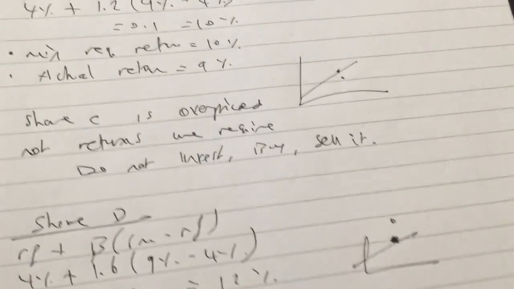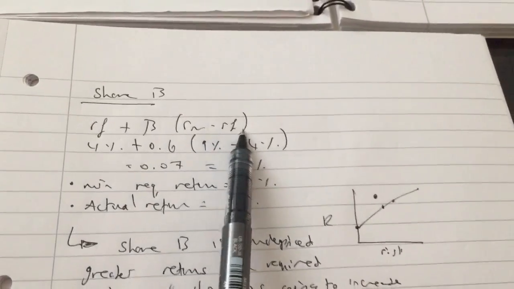So that's question one. This is the formula you need to know for question one: RF plus beta, RM minus RF.